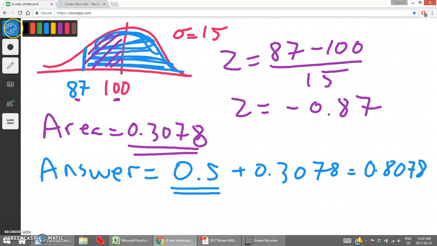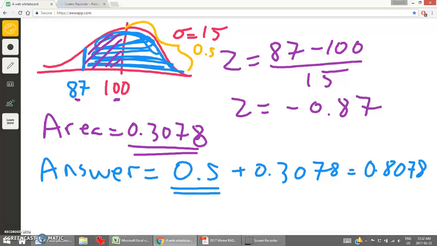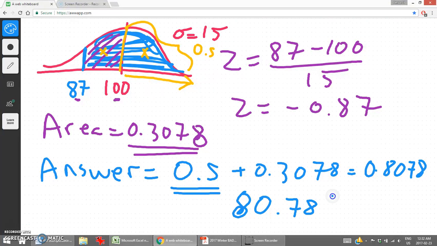Why are we adding 0.5? We're adding 0.5 because this part of the distribution equals 0.5, because it is everything from the median outward. So this area right there is 0.5. This area right in here is 0.3078. So we're going to combine them. That's why we add. So the probability of randomly selecting an individual with an IQ greater than 87 is approximately 80.78%.